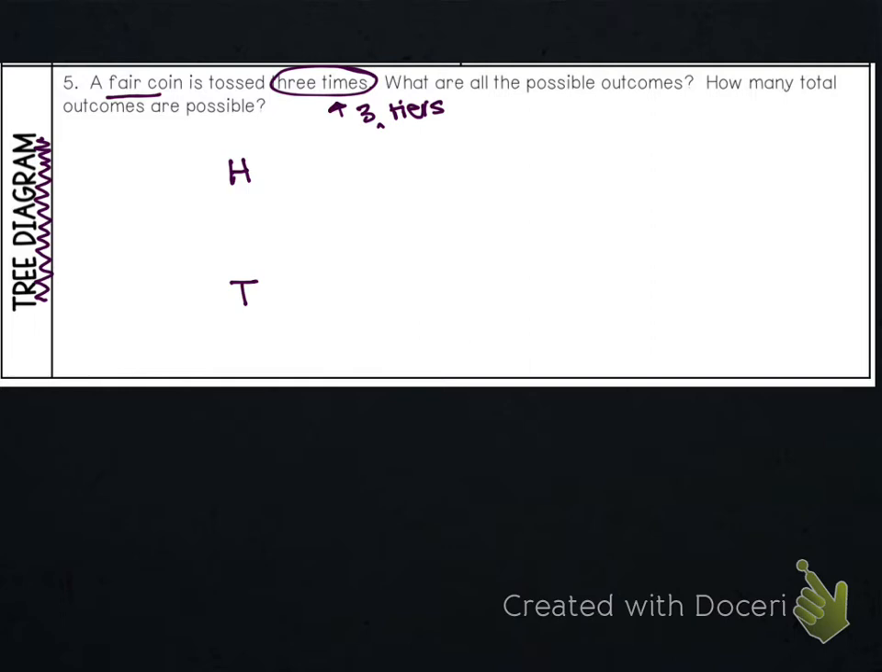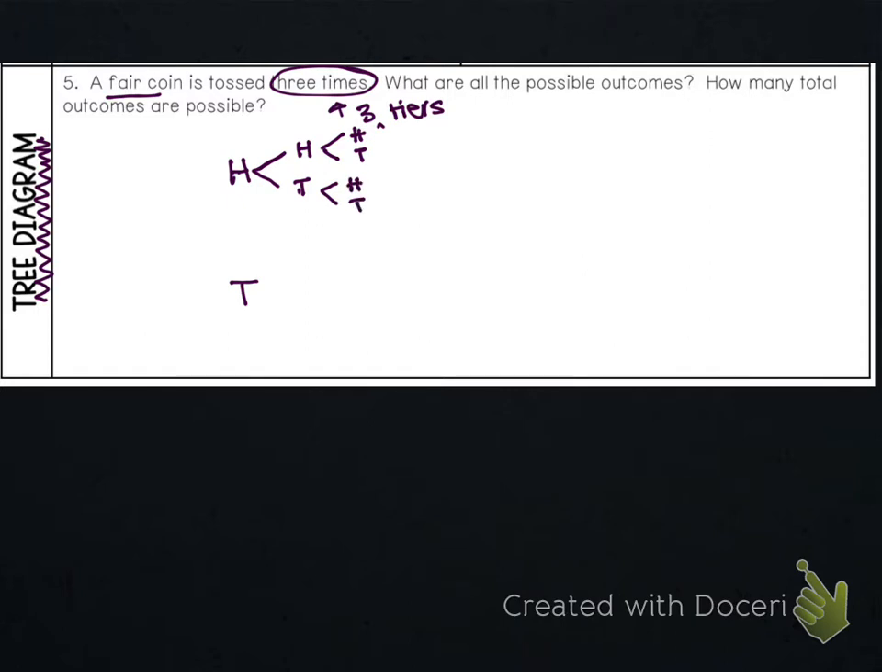Then I'm going to go into a second tier. So let's say for my first flip, I landed on heads. Okay, so then now I've landed on heads. I'm going to flip again. What are my possible outcomes for my second flip? Heads or tails. So I landed on heads the first time. I landed on heads the second time. Then that means from here, I'm going to flip a third time. What are the 2 other outcomes for the third flip? Heads or tails. Okay. So what if I landed on heads, but then I landed on tails for my second flip? Well, then for my third flip, what are my possible outcomes?